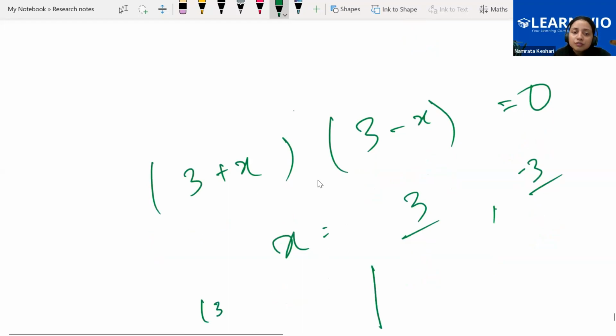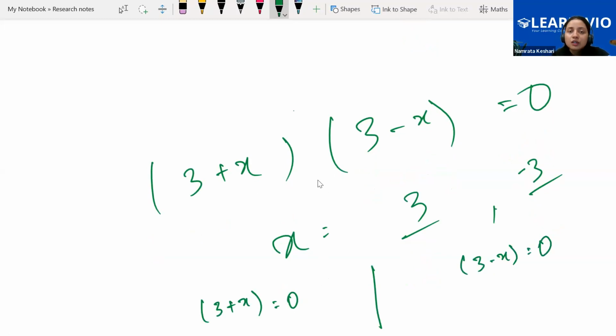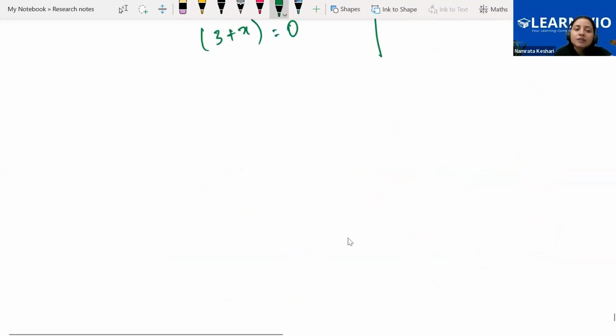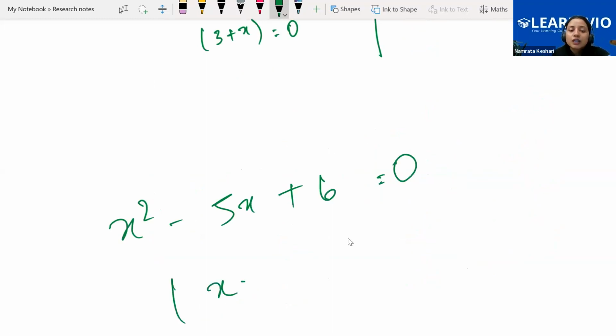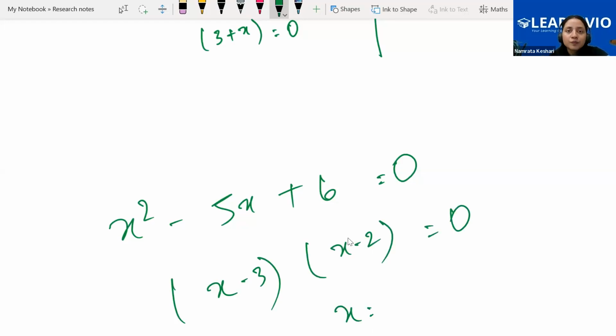Whenever we have something into something is equal to 0, can you recall we were taking the first bracket equal to 0 and the second bracket equal to 0? Suppose we have x square minus 5x plus 6 is equal to 0. When we solve this quadratic equation, we get x minus 3, x minus 2 is equal to 0. Can you tell me what the x value is? 3 and 2. So from where did this 3 and 2 come?